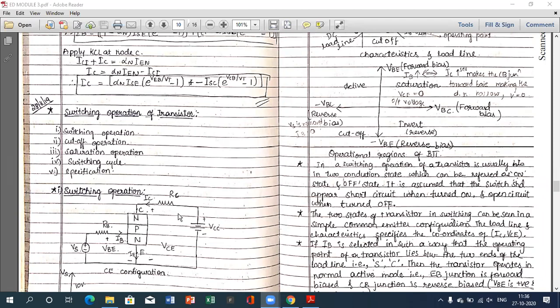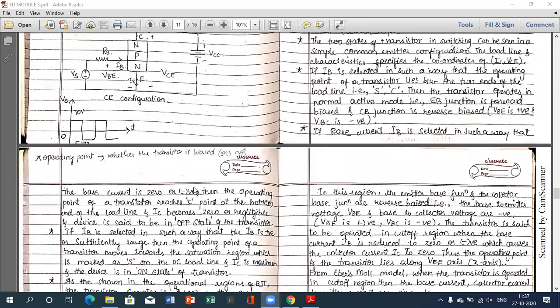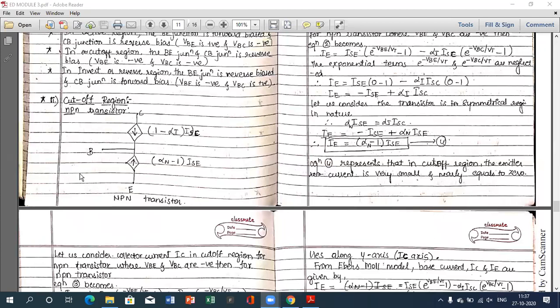Okay. First, what we discussed in the cutoff region is what happens to the transistor if it is operated in the cutoff region. In the cutoff region, we know that both the emitter-base junction and the collector-base junction are reverse biased. Then, using the Ebers-Moll model, we derived the expressions for IE, IB, and IC. That is what we have done for the cutoff region.